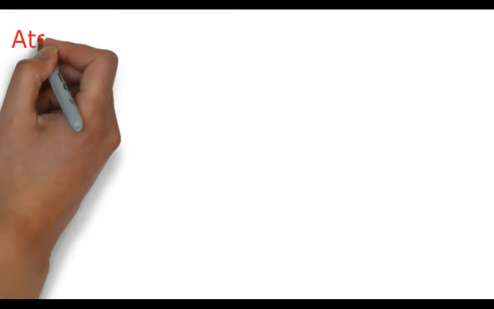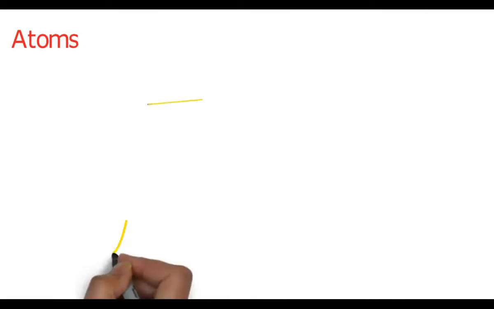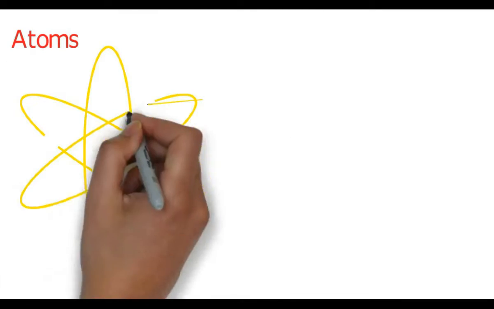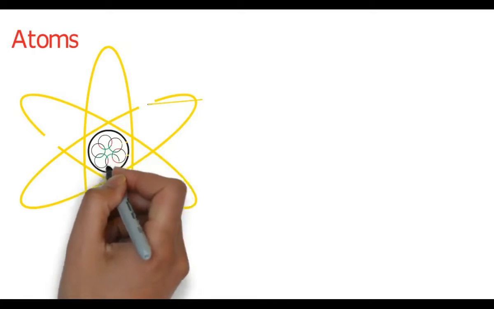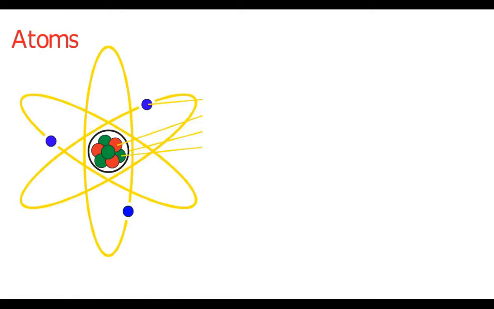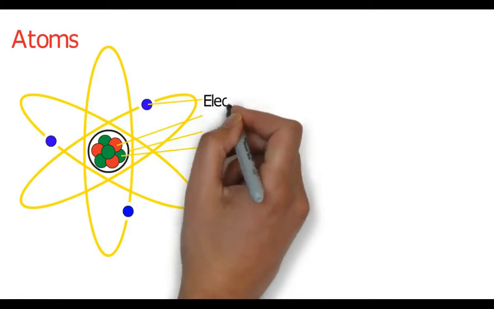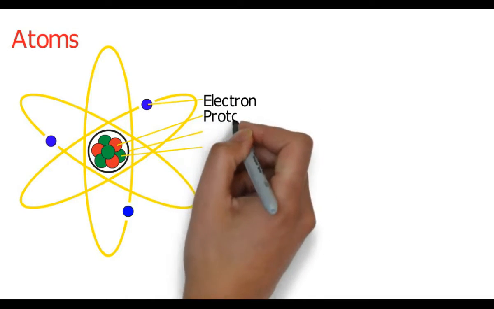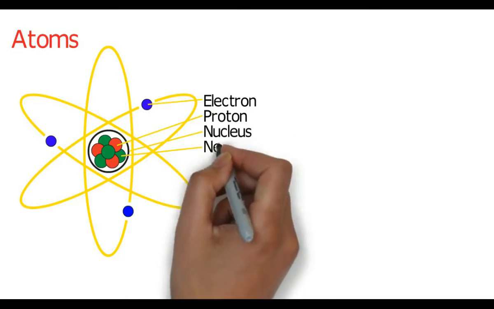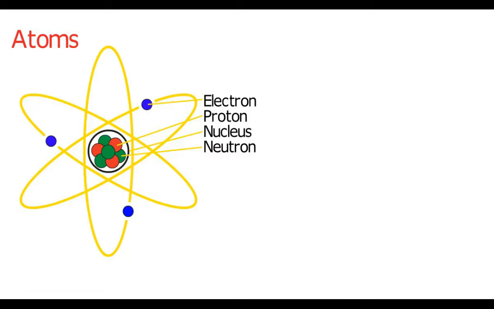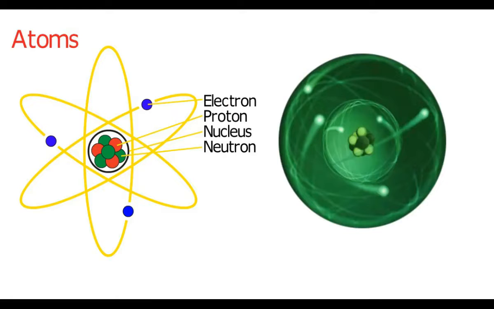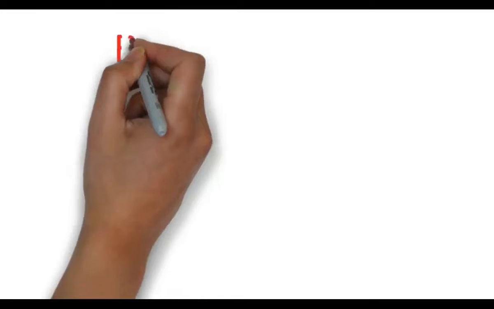An atom is the basic building block of matter. It consists of a central nucleus that is surrounded by one or more negatively charged electrons. The nucleus is positively charged and contains one or more heavy subparticles known as protons and neutrons.